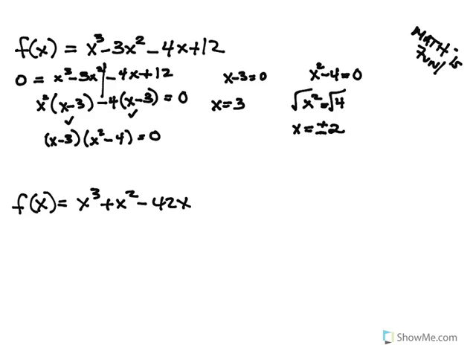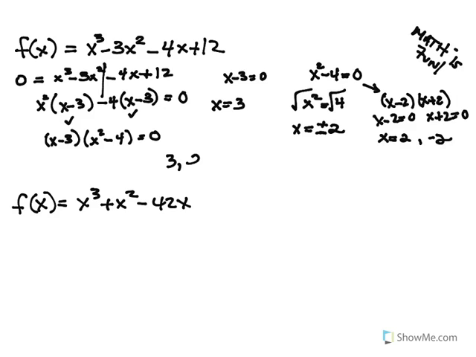If you don't want to do the square root property, you could factor this, which is the difference of 2 perfect squares, and then set each one of those factors equal to 0. And so you still would get the 2 and the negative 2. So our zeros here are 3, 2, and negative 2. And that's it. All you're doing is solving for x.